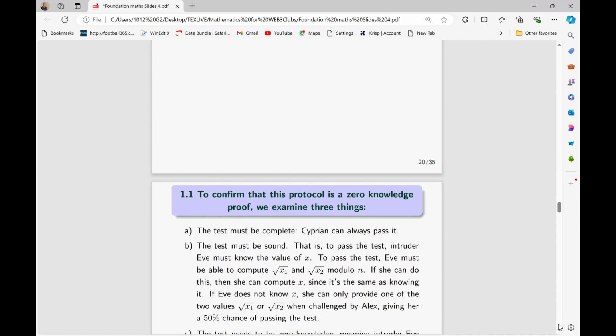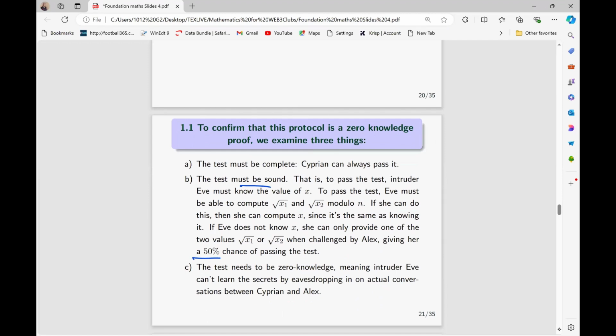And the other test that we look at to confirm that it's zero knowledge is that the test must be sound. What we mean by the test being sound is that if the intruder comes in, the intruder is able to get only half or 50% of the test and fail the other 50%. So it's sound if the intruder comes in, he fails 50% and passes 50%.